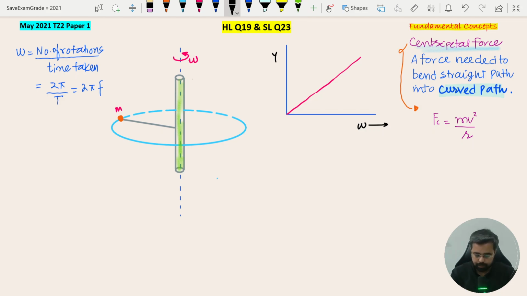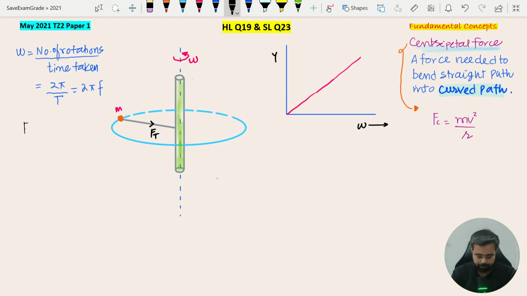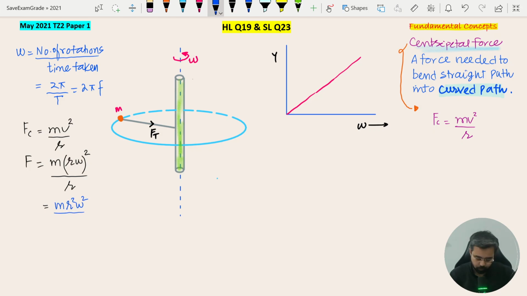Anyway, the centripetal force in this case is due to the force of tension, and we can write the general formula of the centripetal force as Fc equals mv square over r. Writing velocity as r omega, it becomes m (r omega) whole square divided by r, then m r square omega square over r, and finally we get centripetal force equals m r omega square.